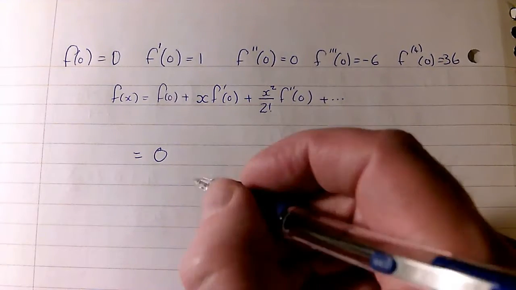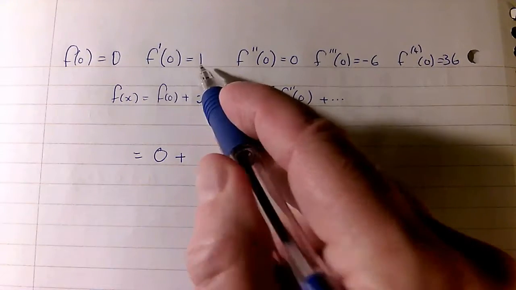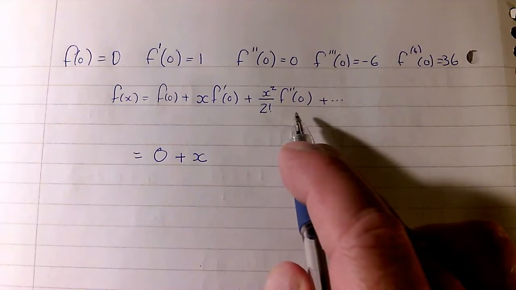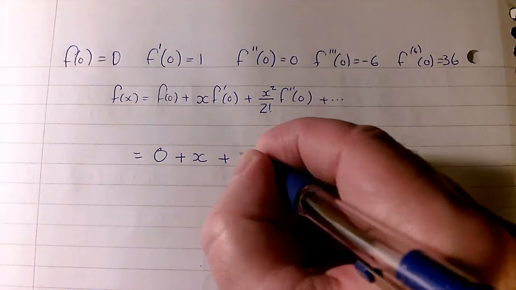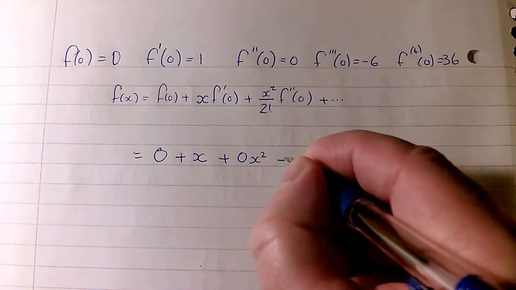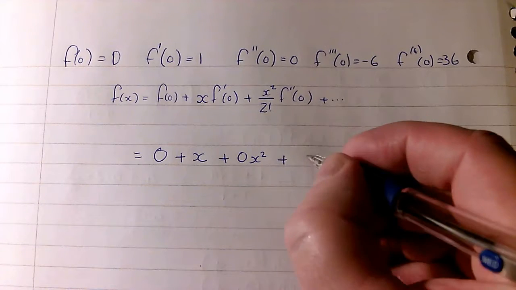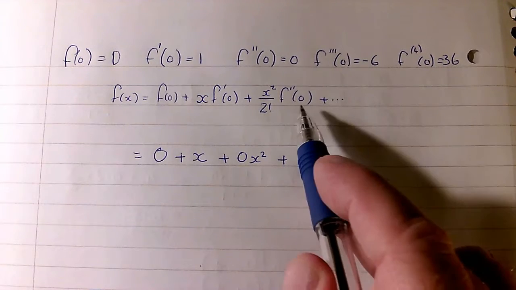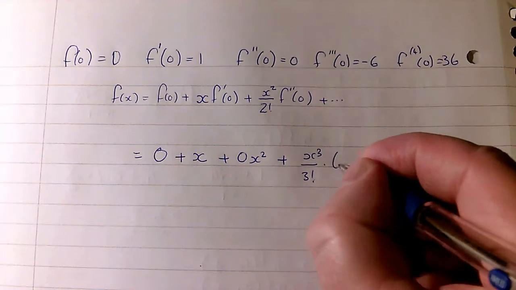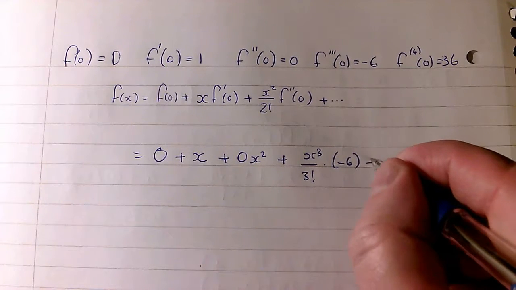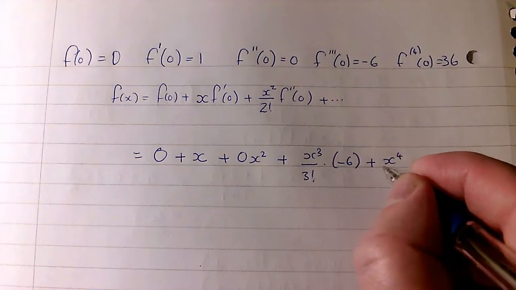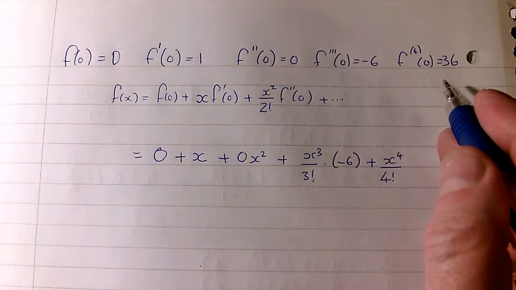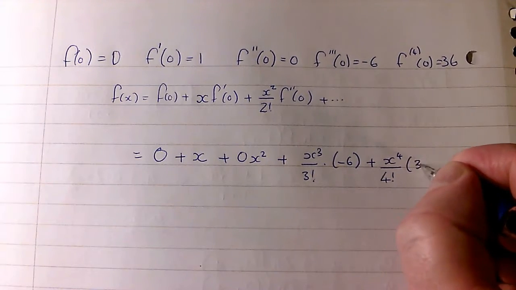X times f dashed of naught equals plus 1x, that's x. X squared over 2 f double dashed of 0, well f double dashed of 0 is 0, so the next term is 0 x squared, plus the next term will have x cubed over 3 factorial, and that's times f treble dashed of naught, so that's the minus 6. And the next term will be x to the power of 4 over 4 factorial, and that will be times f4 dashes of naught, which is times 36.